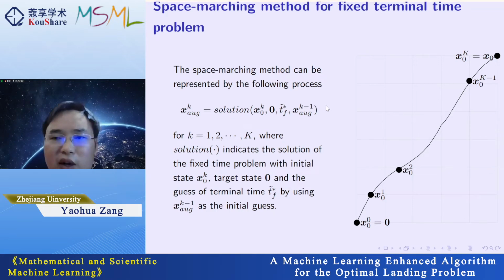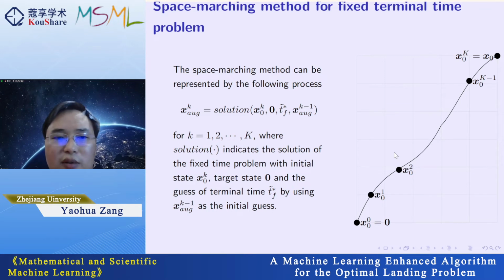To make it clear, I draw the figure on the right. In this figure, x0 is the initial state and the orange 0 is the target state. The space matching method first selects k-1 nodes on these paths, and we denote these nodes as x0^(k-1), x0^(k-2), and so on, based on the distance from the initial state.